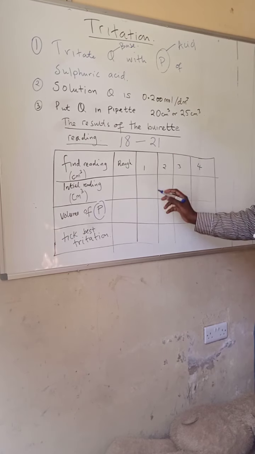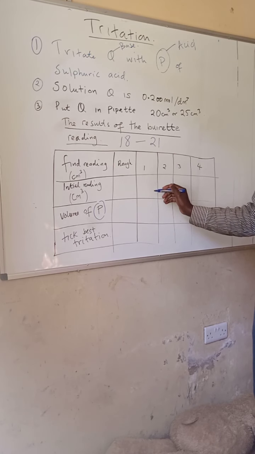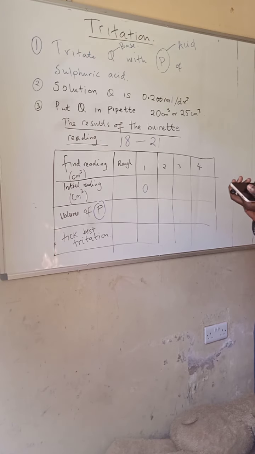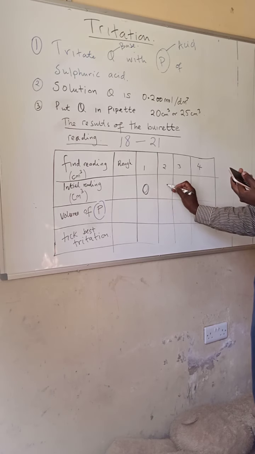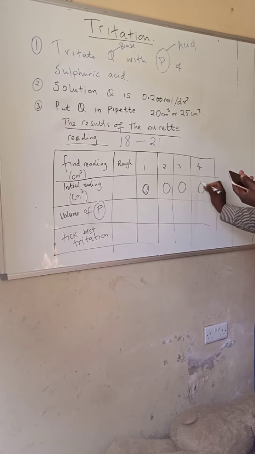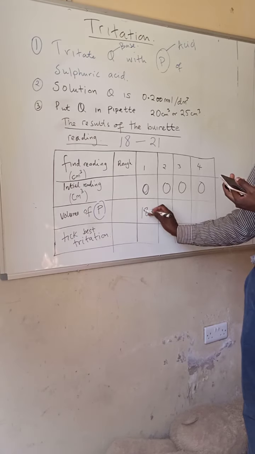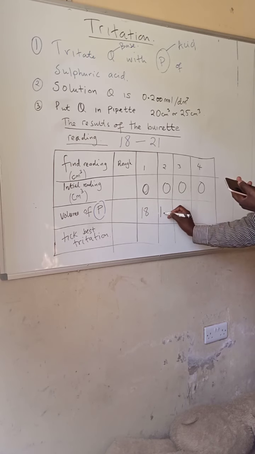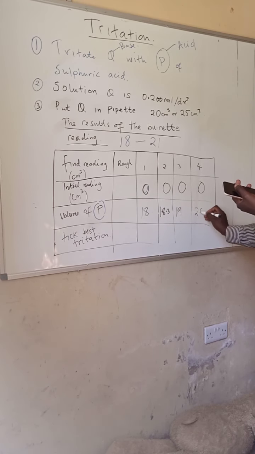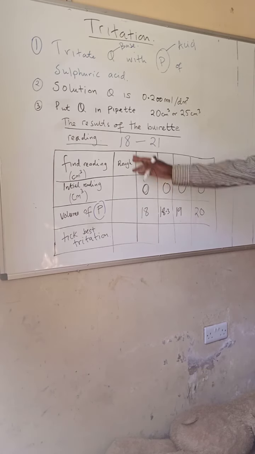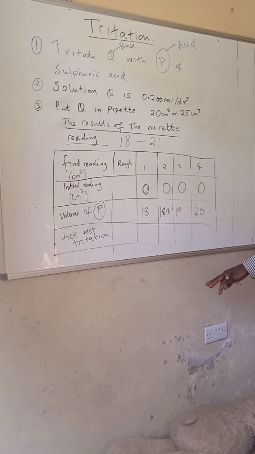On the initial reading, I'll put 0. Everywhere where there is initial reading, I'll put 0. So this one, I'll say 18. This one, if I want, I can say 18.3. This one, I can say 19. This one I can say 20. I've just chosen numbers between 18 to 21, any number. I think I taught you how to come up with this table.